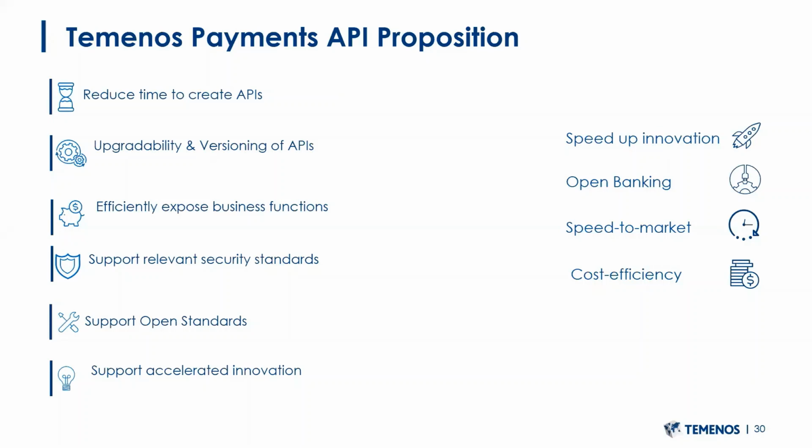Iris uses standard token-based OAuth 2.0 security. It supports open banking standards. So APIs are all documented using open banking, Open API specification standards, also known as Swagger.